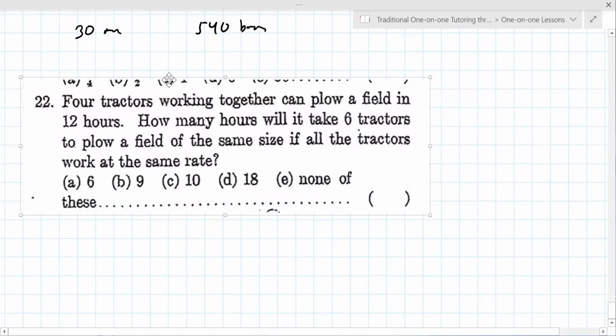4 tractors working together can plow a field in 12 hours. How many hours will it take 6 tractors to plow a field of the same size, if all the tractors work at the same rate?